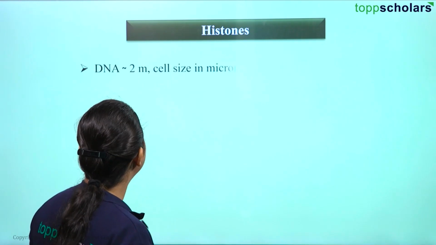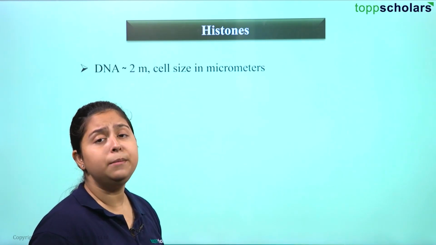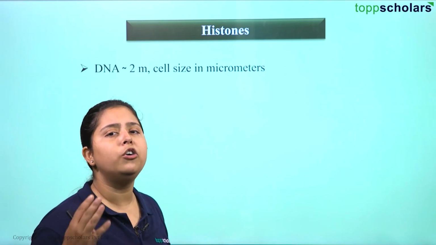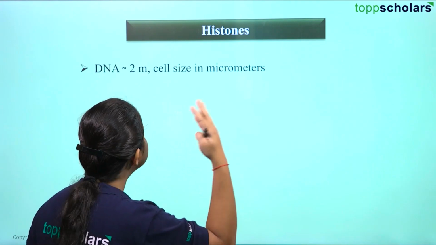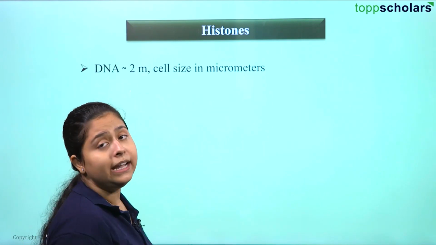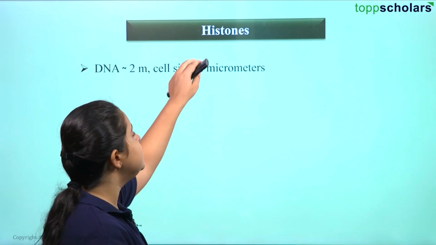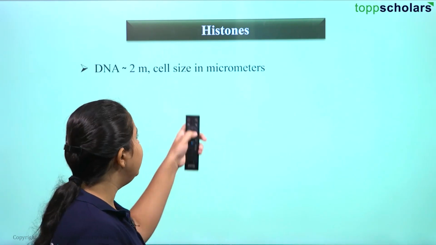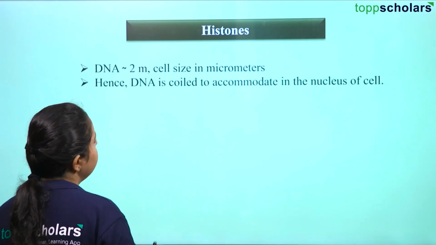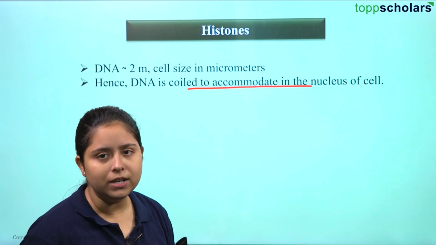Over here you can see DNA is approximately 2 meters and our cell size is in micrometers. That means in the order of 10 raised to minus 6 meters. And over here DNA is of 2 meters. So how will it adjust? It will adjust because of histone proteins, along with other models, one of which is histone interaction. So DNA is made to accommodate itself in the nucleus of the cell.